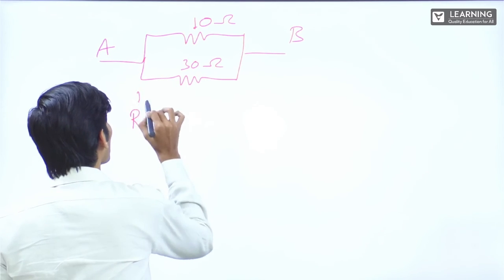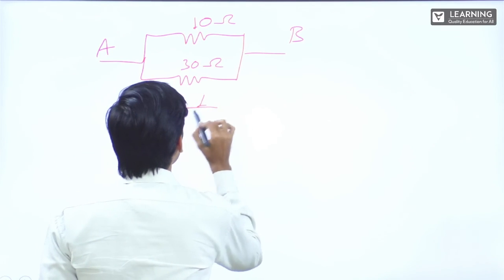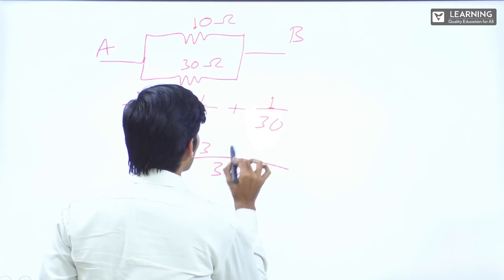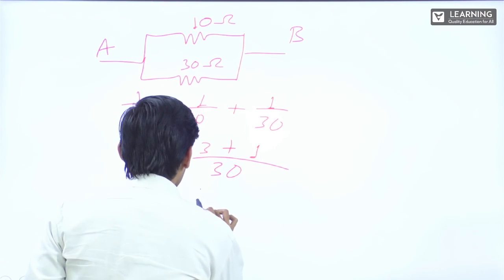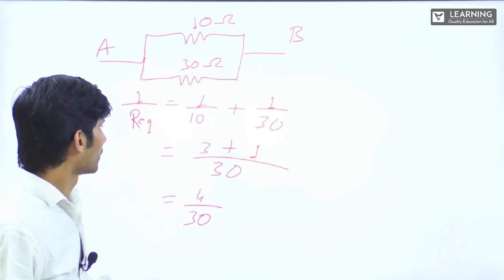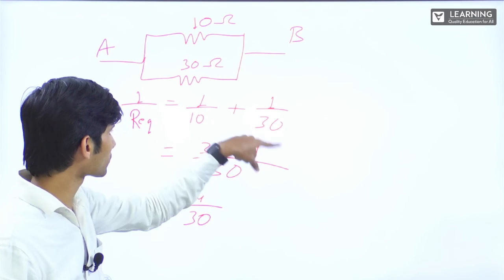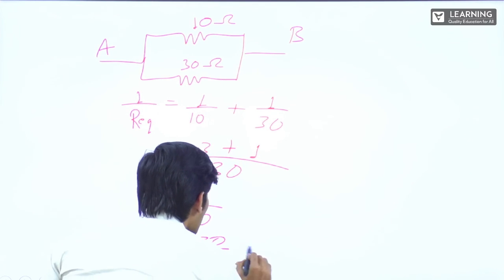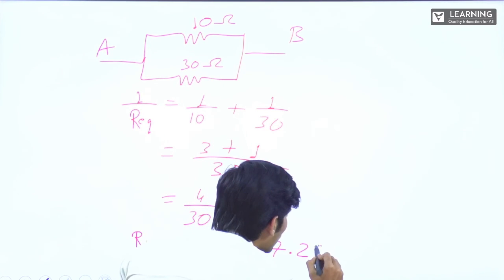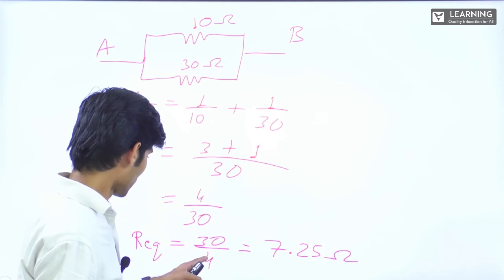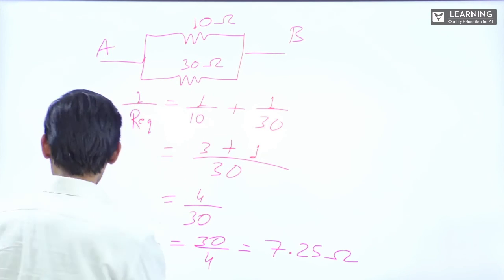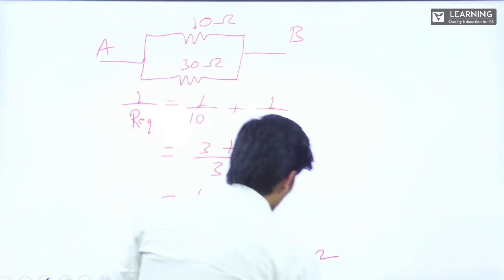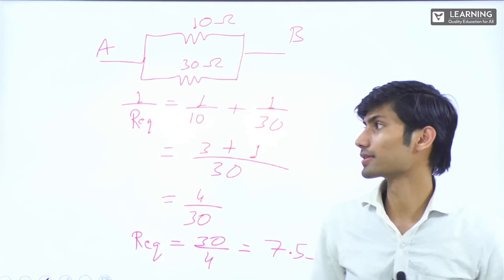1 upon R equivalent is equal to 1 upon 10 plus 1 upon 30. That will be 3 plus 1, that is equal to 4 by 30. Correct? 30, 10 threes are 30, plus 1, 4. So here R equivalent is equal to 30 by 4, that is equal to 7.5 ohm. See? 4 sevens are 28, 20, 7.5. 7.5 ohm. That is the equivalent resistance.